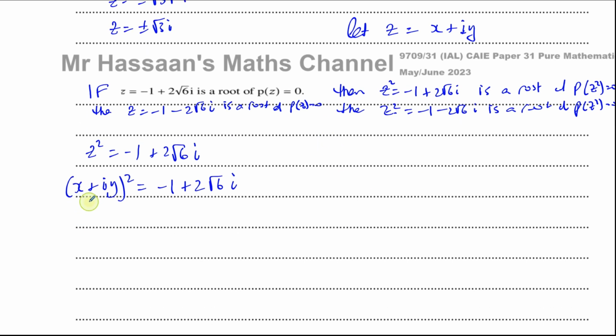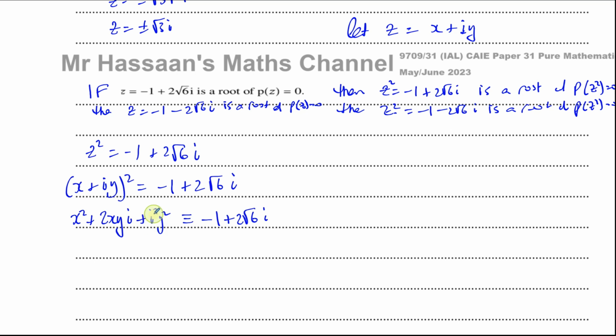So what I'm going to do here is square this. I'll have x squared plus the middle term is going to be 2 times x times iy. So 2xy times i, because to square the bracket, you square the first term, you multiply these together, x, y, i, and then you double it, and then you square the last term, so you're going to have plus i squared times y squared, and that's identical to this, minus 1 plus 2 root 6i.